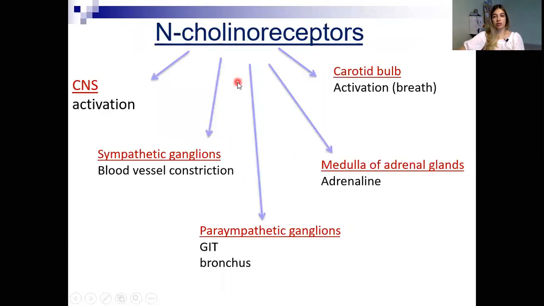Okay, the different type of cholinereceptors is N-cholinereceptors. N-cholinereceptors are called N because they are nicotine-sensitive cholinereceptors.